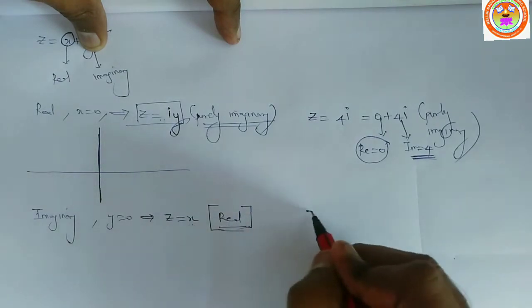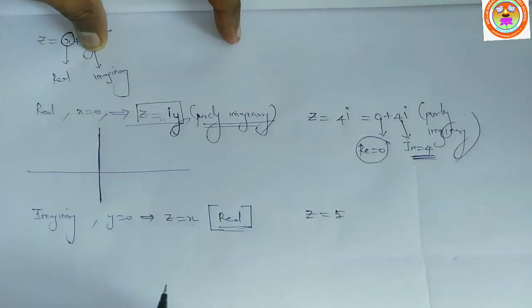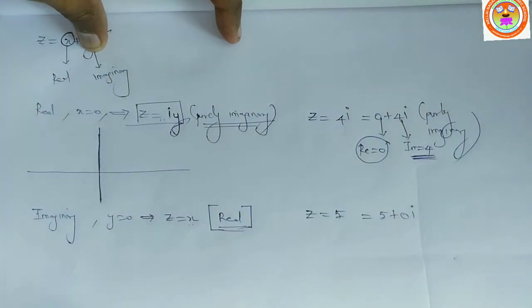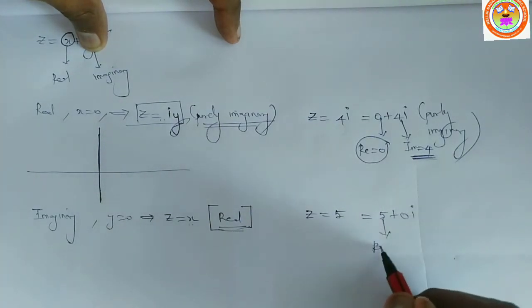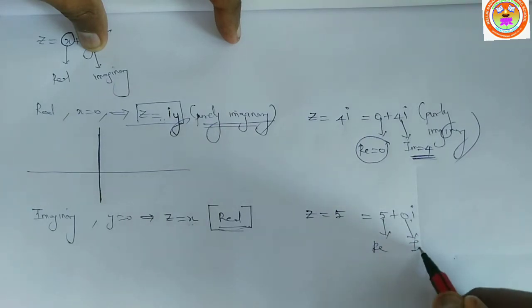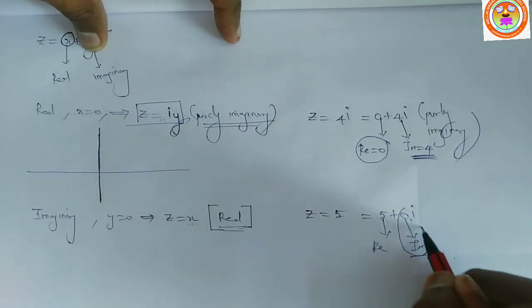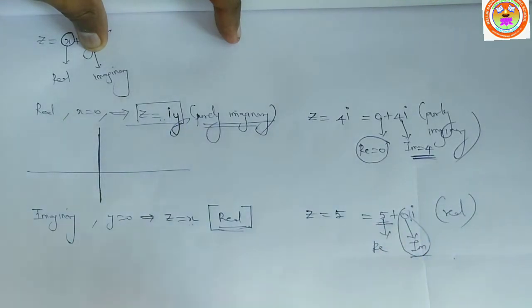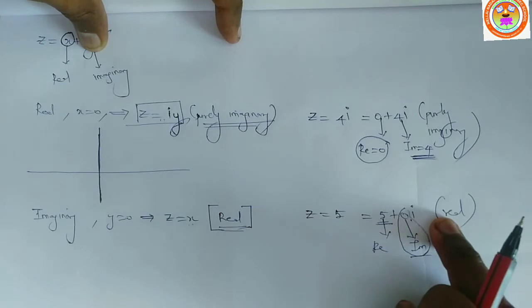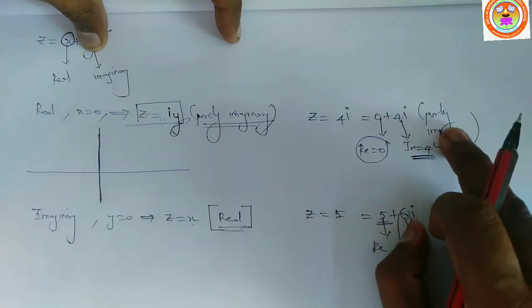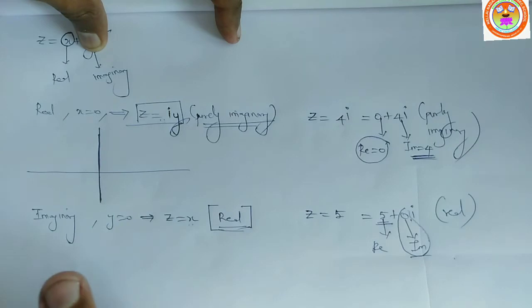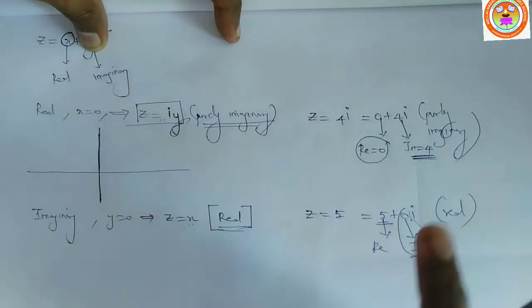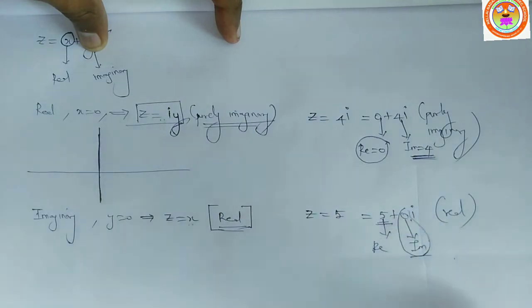Suppose z is equal to 5. How can I write it? 5 plus 0i. This is real, and 0 is the imaginary part. Since the imaginary part is 0, we have only the real part, so we can say it is real. If it has only imaginary, it is called purely imaginary. Simply, absence of real means purely imaginary, and absence of imaginary means it is real. That's all. This is the main thing.